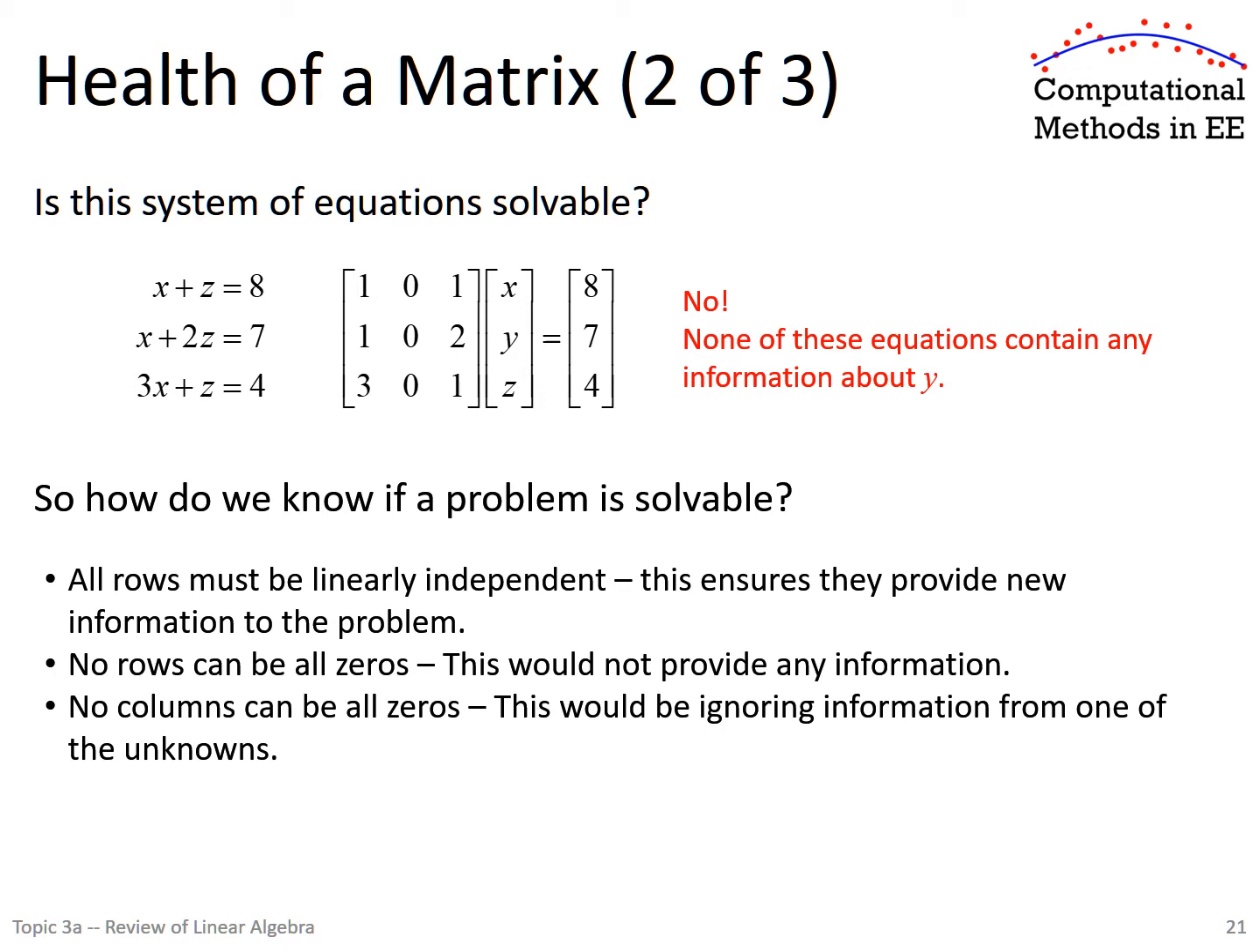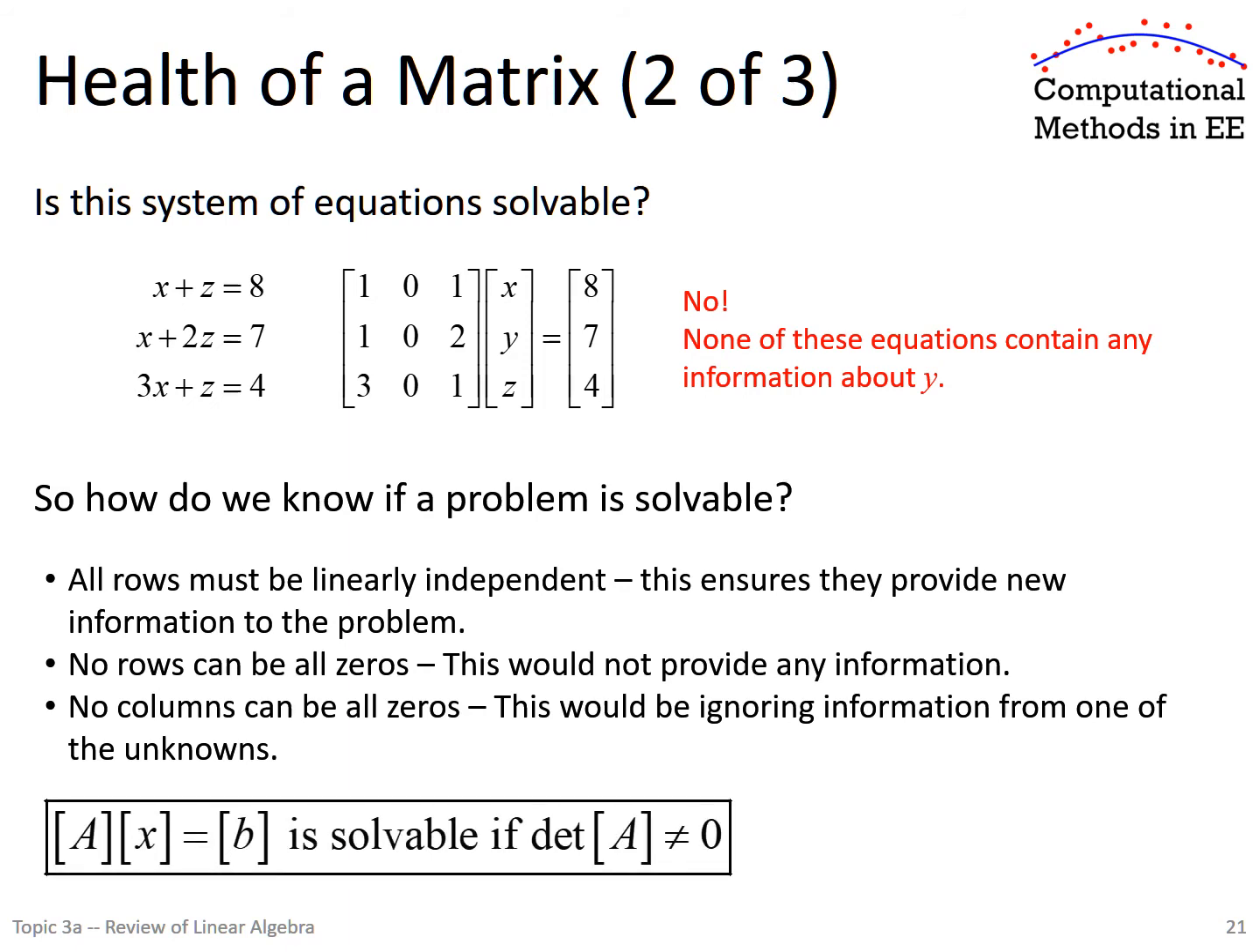So what is the one simple test that we can do? Well, Ax equals b is solvable if the determinant of the A matrix is not equal to 0. If the determinant is 0, that means we violated one of these rules and it's not solvable. Now, we could be solving by best fit and optimization and other techniques, but it's not directly solvable.